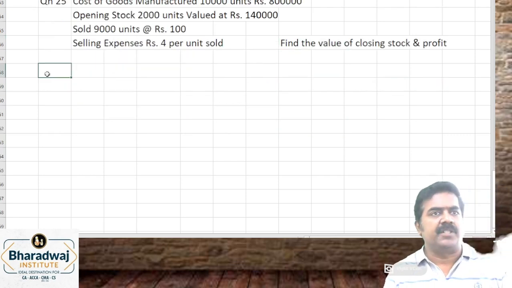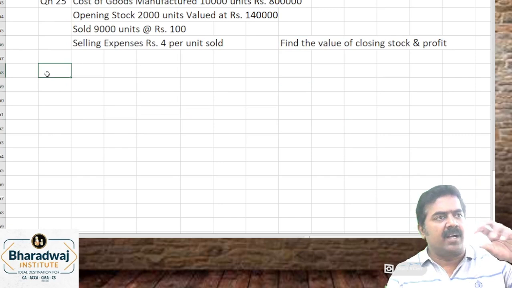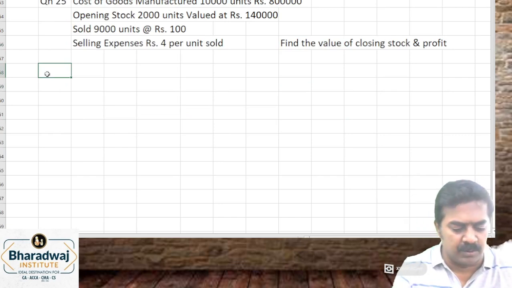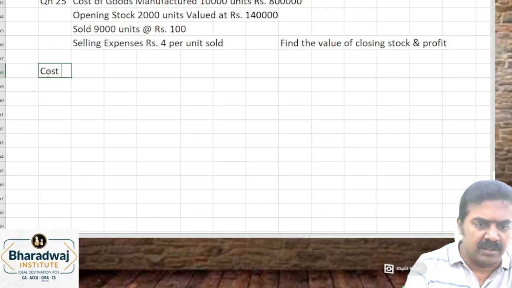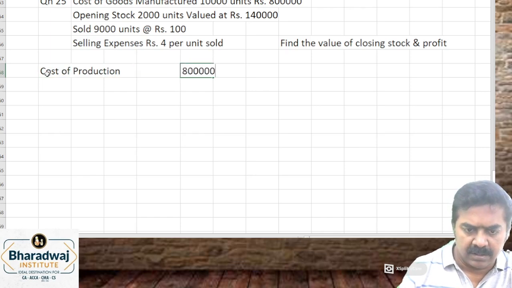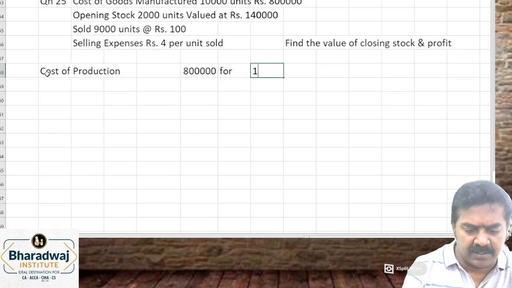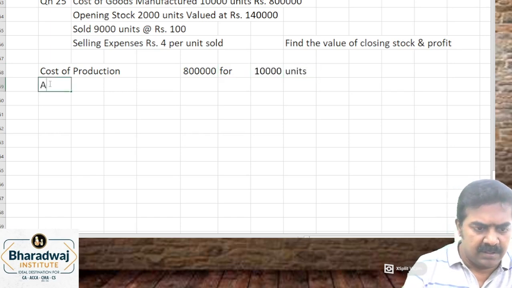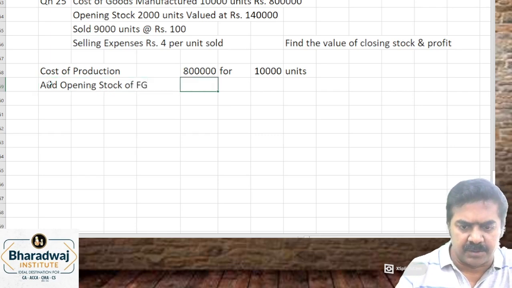Do you remember the cost sheet? First we will put prime cost, add factory overheads, add administration overheads. We will work out which one? Cost of production. That is what is given. How much? 8 lakhs for 10,000 units. We will add opening stock of finished goods. How many units are given?